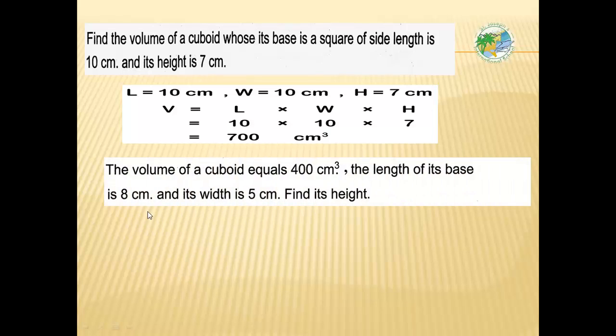Another question. The volume of a cuboid equals 400 centimeter cube. The length of its base equals 8 centimeters and its width equals 5 centimeters. Find its height. After 1 minute, we look at the solution for these questions. Write your answer in your notebook and remember the rule of volume of cuboid. Now we want to find the height of the cuboid.